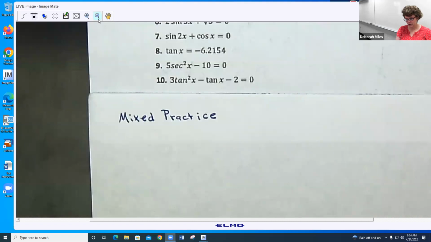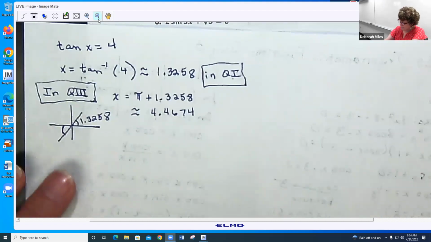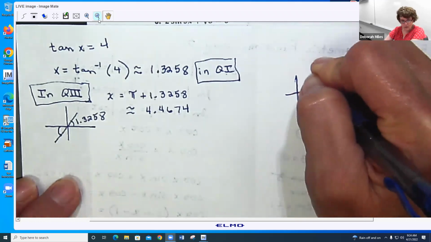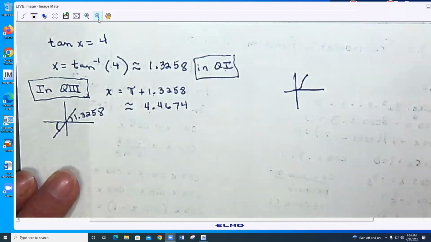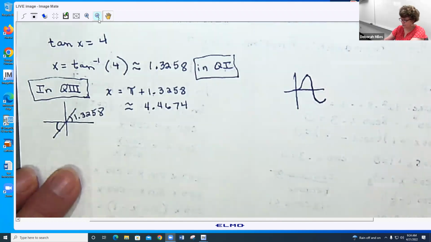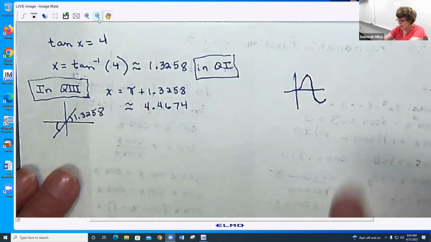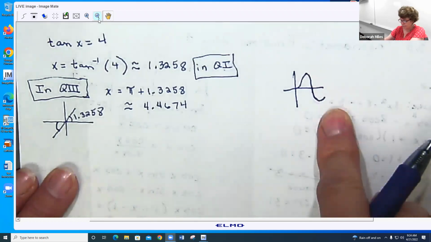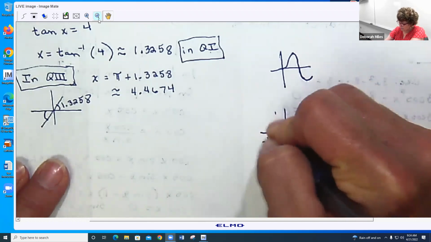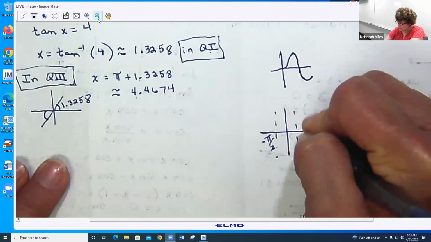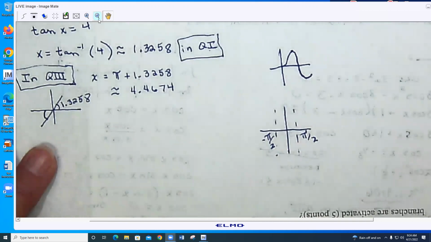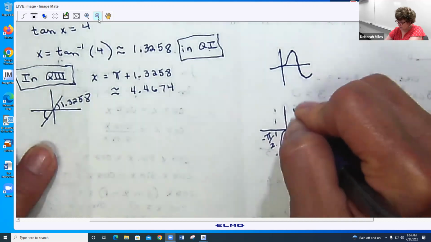Okay, that's a fabulous question. When you are graphing cosine, how high does it go? 1. And how low does it go? -1. Actually, that's more like sine than cosine, but yeah, sine only goes up to 1 and down to -1. When you're graphing tangent that has its asymptotes at -pi/2 and +pi/2, what does it look like? X cubed.